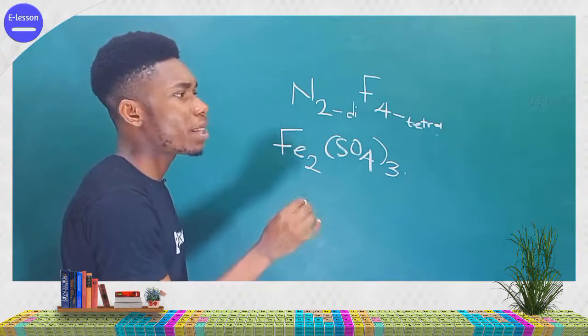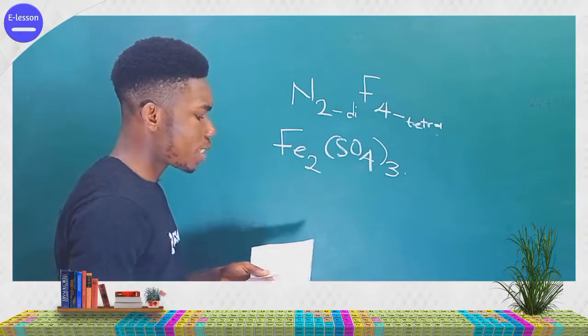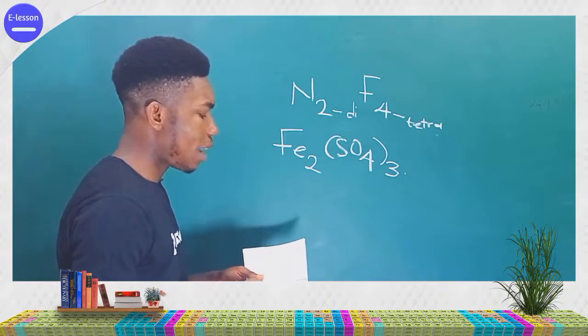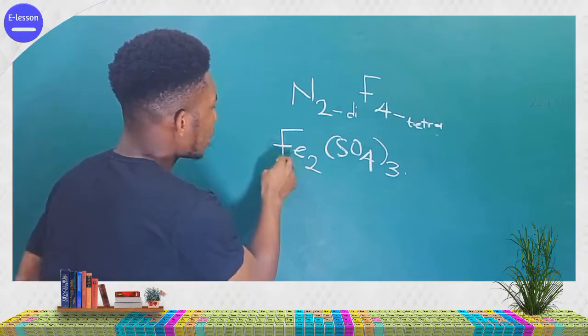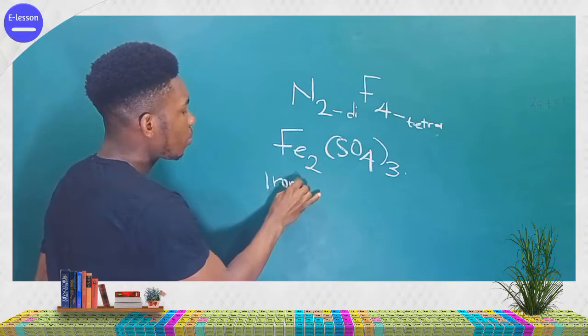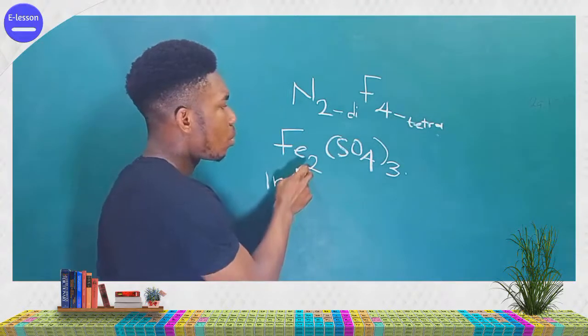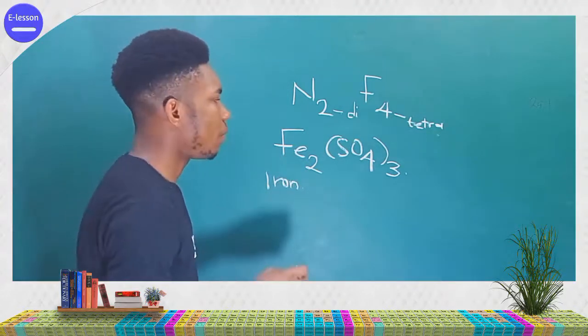So you name the transition metal first, and then you name the oxidation state of the iron. You name the iron, which is Fe. So you say this is iron. Now, what is the oxidation state of this iron? What is the oxidation state of the iron?